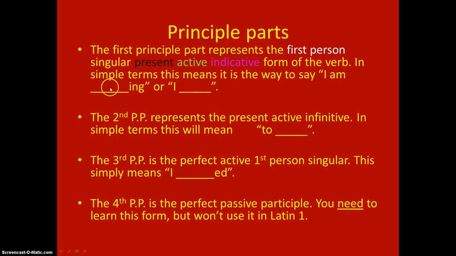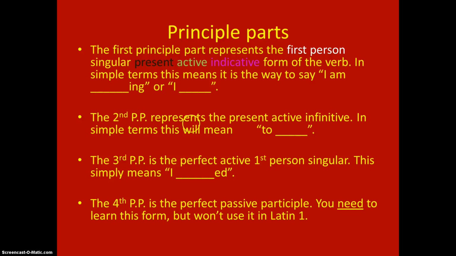So we have our verb amo, amare, amavi, amatus, which means to love. Amo means I am loving or I love. The second principal part is the present active infinitive. That means it's going to mean to do whatever the verb is. The second principal part, amare, means to love.